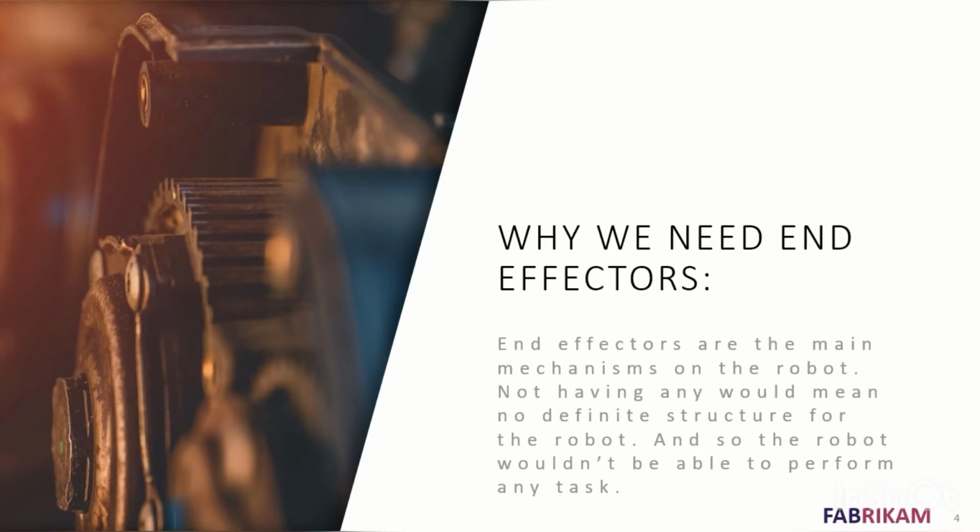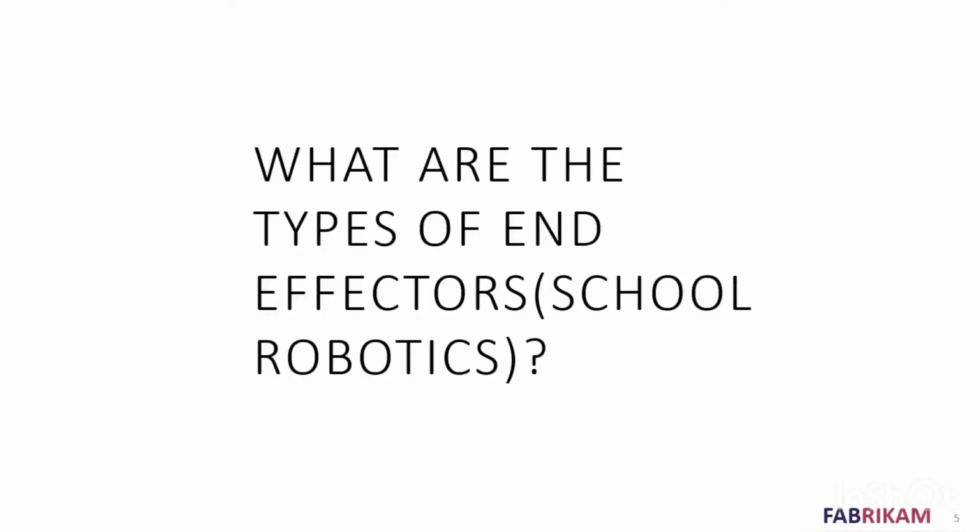So the robot wouldn't be able to perform any tasks, at least not efficiently. Of course, you can have a soft bug, which doesn't need to have end effectors, but still, soft bugs are not really that much of a robot, but we just count them as one. So let me just show you a few types of end effectors if you're still confused.